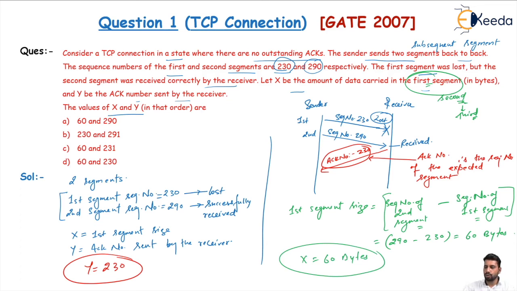This way they can ask you the size of the second segment also, if they give you the third segment number. These questions are very easy if you have clear knowledge of the concept: how a sequence number helps to find the size of a particular segment, what the acknowledgement number is if a segment is lost or corrupted, and what actions the receiver takes if a duplicate packet is received. These types of questions are very easy.